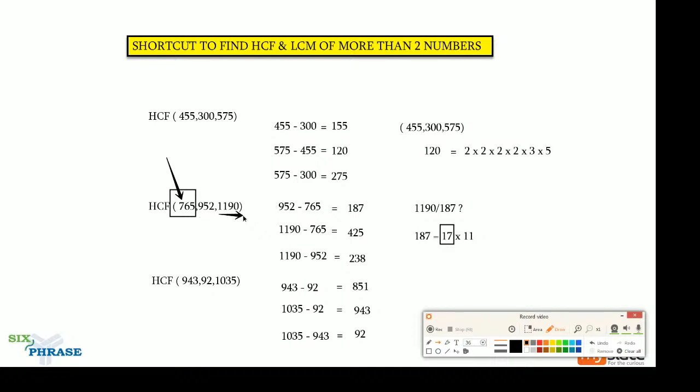If you know something about 119, you will say that 17, how many times will give you one? Will it give you 119? Can 17 divide 119?